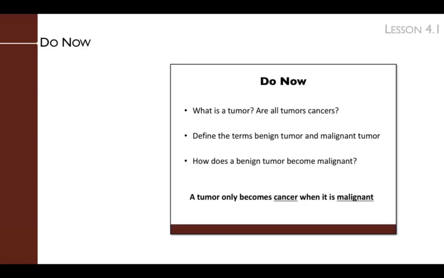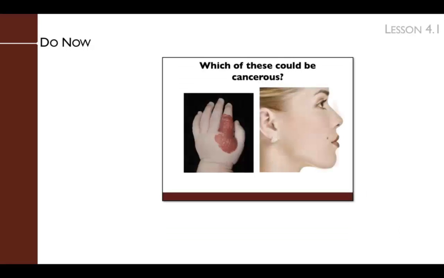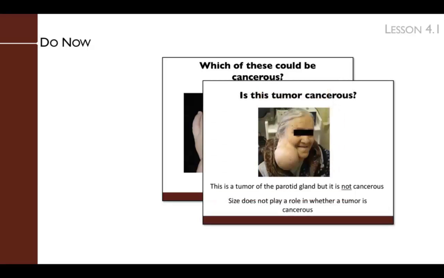The Do Now harks back to Lesson 1.1, which introduced the terms tumor, benign tumor, and malignant tumors. We revisit the concept that not all tumors are cancers, and that tumors only are cancerous when they become malignant. The next few slides delve into what malignant means. The size of a tumor does not determine whether the tumor is cancerous. For example, even though this tumor is large, it has remained in a single place and has not migrated from this primary site. Therefore, it is benign.